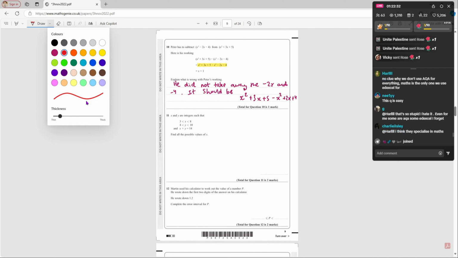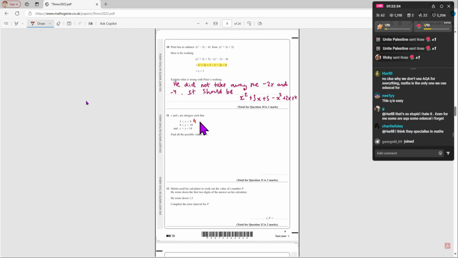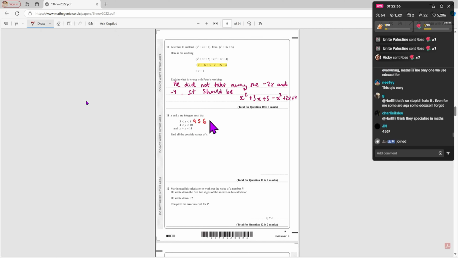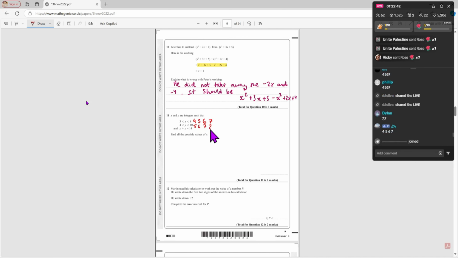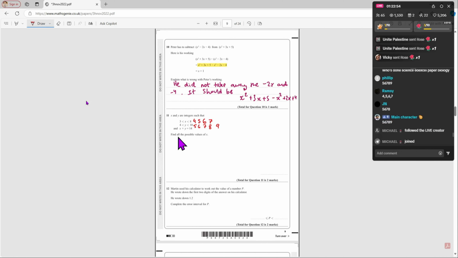So we know that it's going to be 4, 5, 6, and 7. That's all the possible values for x. And then for y, it's going to be 5, 6, 7, 8, 9. And now, once we have done that, it says x plus y is equal to 14.